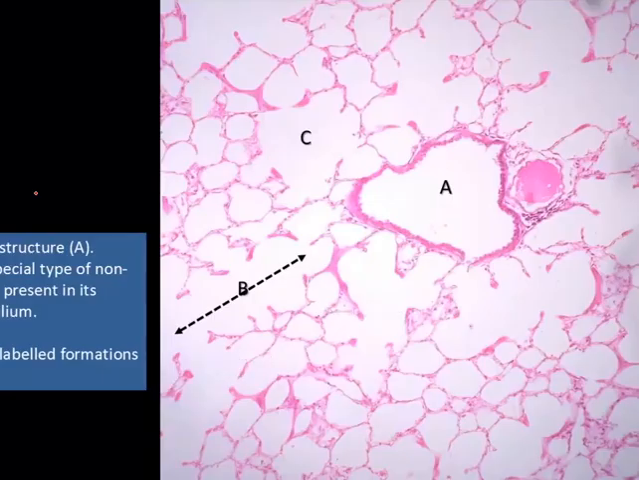Identify the structure A, name the special type of non-ciliated cells present in its lining epithelium. Identify the labeled formations B and C. This is a lung tissue showing a terminal bronchiole in A. A terminal bronchiole is the smallest conducting bronchiole. By conducting, we mean that there is no exchange of gases in the wall of these respiratory passages. They only conduct the air.